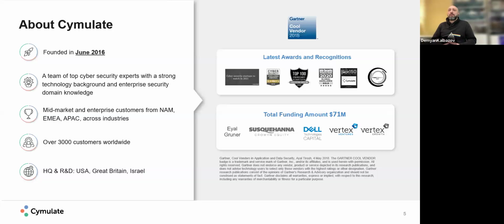Now let's move a bit closer to the topic of today's webinar. Cymulate is our solution. Cymulate is a breach and attack simulation platform. We call it BAS, breach and attack simulation. The manufacturer is Cymulate itself. It's a company that was founded in 2016 in Tel Aviv. It has a large customer base and technical support teams located in Israel, United Kingdom, and United States.